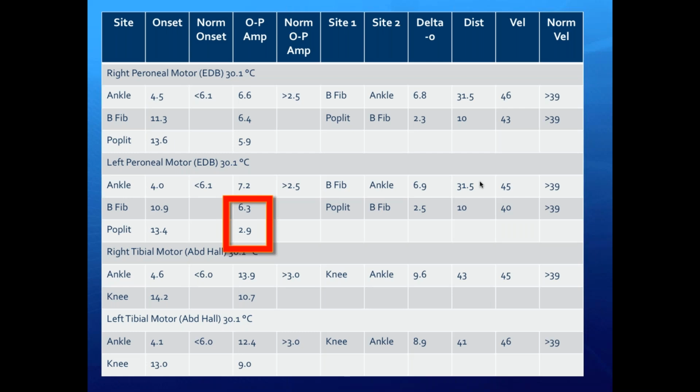But in this case, we're definitely way below that. So we definitely have some abnormal finding there. We went from 6.3 down to 2.9. And the machine didn't pick it up because we didn't program it.